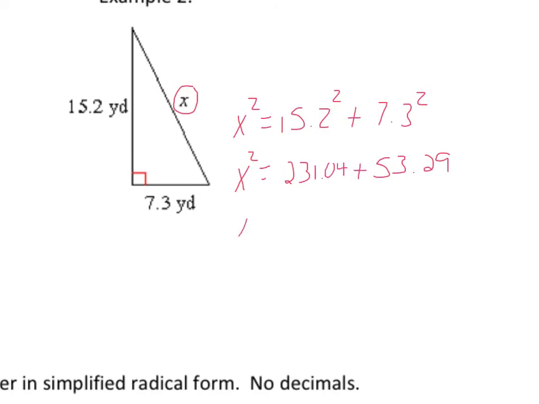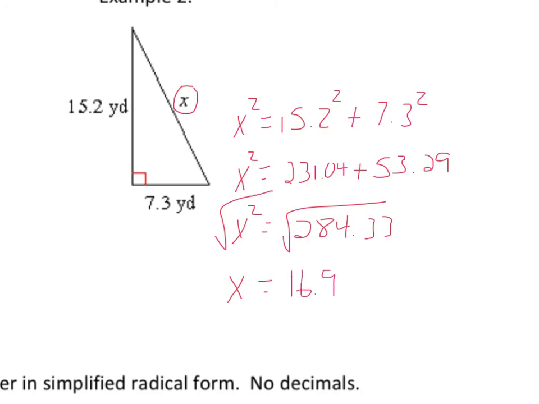Add them together, and we get 284.33. We root both sides, and we said we want an answer that's rounded to the nearest tenth, so about 16.9. And this is units of yards. So a little application of the Pythagorean theorem with one missing side.